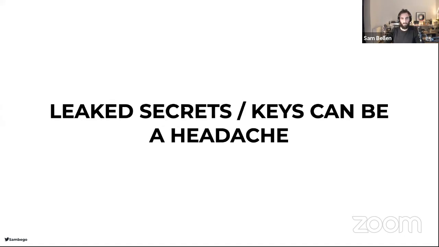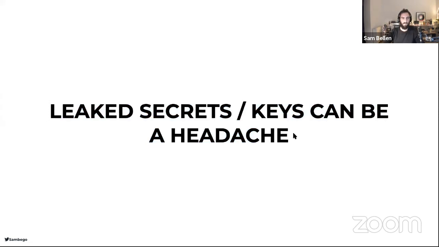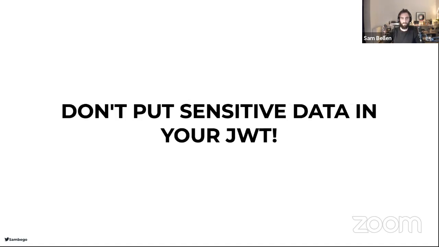Also, if you leak your secret or your private keys, that can be a headache because that means that everybody can just create JSON Web Tokens for your API or your services, and we don't want that. That's why it's called secrets and private keys. We want to keep them very secure somewhere where we know that they're safe. And again, don't put any sensitive data in a JSON Web Token because it's just base64. We can go to base64encoder.com or whatever website exists and paste it in there and see what's in the JSON Web Tokens.